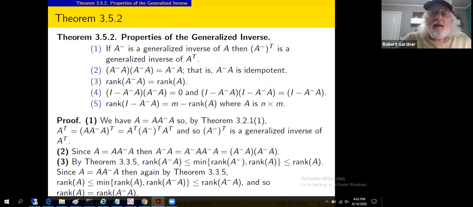Okay, next we want to show two things. This I minus deal when multiplied by the product equals a zero matrix, and this I minus deal is idempotent.